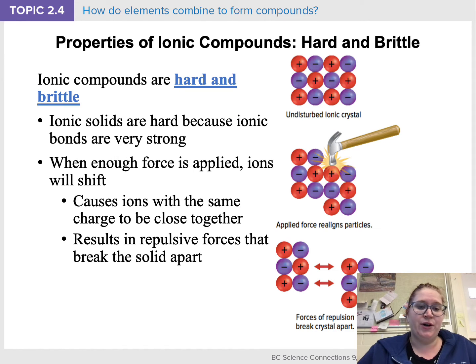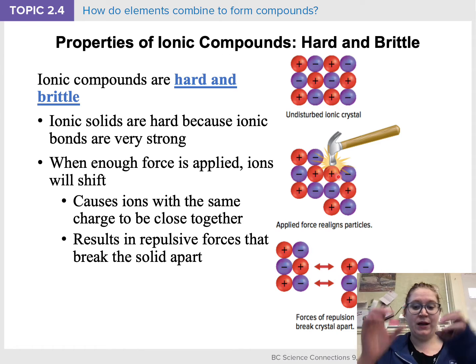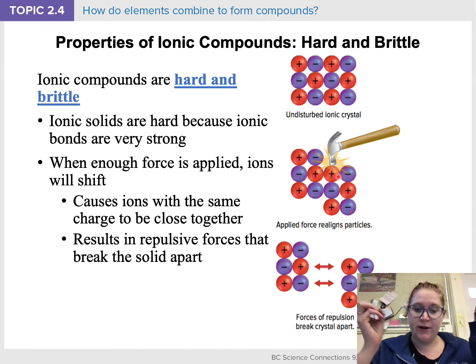Ionic compounds also are very hard and brittle. So this means that if you smash them with a hammer, they're going to break. Ionic solids are hard because ionic bonds are very strong. And when you apply enough force, ions shift. So if here's your crystal, your lattice, if you hit it with a hammer, you're actually going to move those positive ions closer together. And just like with magnets, if you have two positives, they repel each other. So it results in repulsive forces that break that solid apart. Okay, that's what brittle means, easy to break.